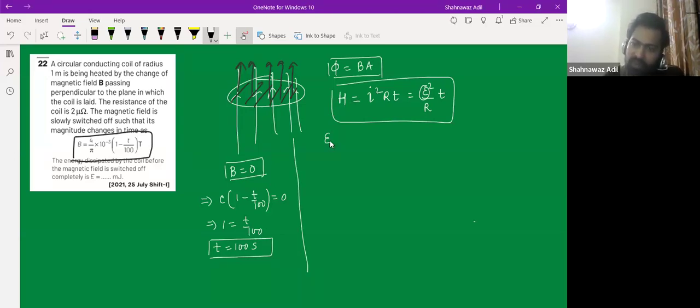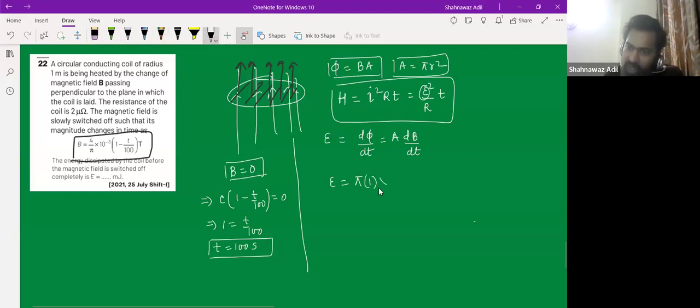But before we do that, we have to find this E. What is this E? This is simply d phi by dt. And we know that area is constant, so area is taken outside and this is dB by dt. The coil is circular, so area would be pi r square. R is 1. So this is pi times 1 square.